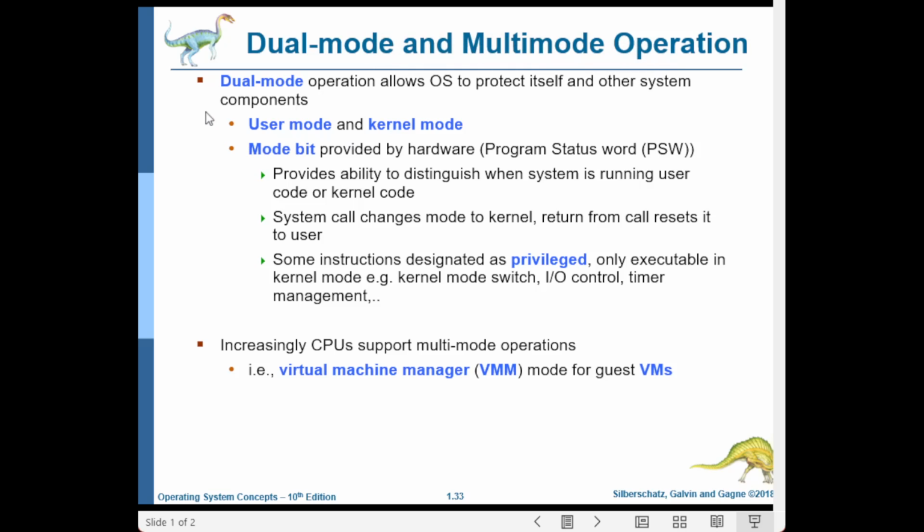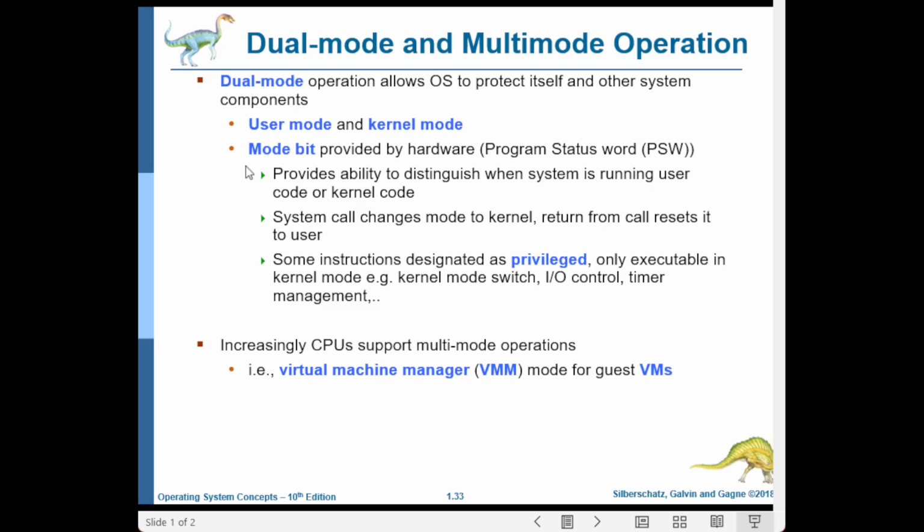The operating system and its users share resources like hardware and software. So we need to protect the operating system and other system components from illegal attempts made by malicious programs. So at least in a computer system, it needs to be provided with dual mode, where it consists of user mode and kernel mode.